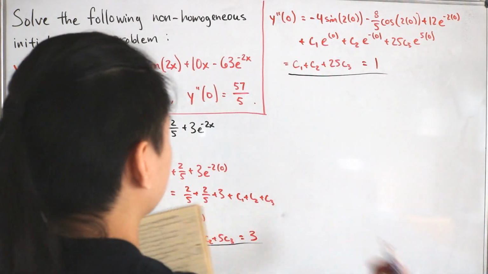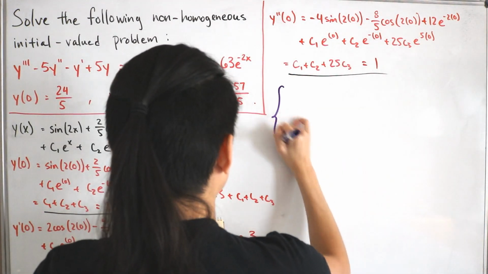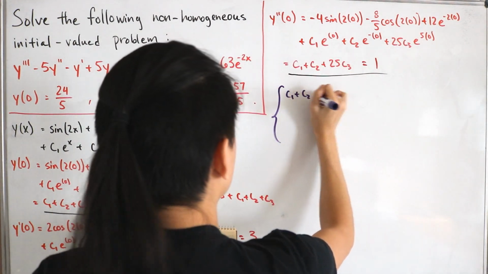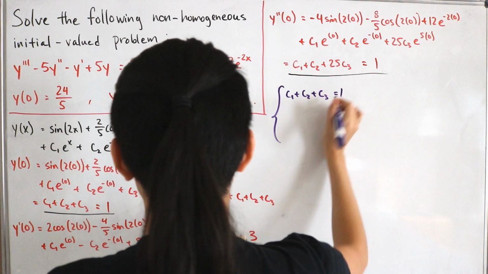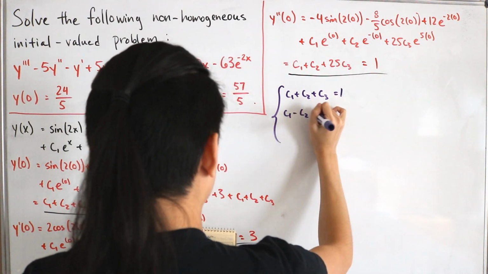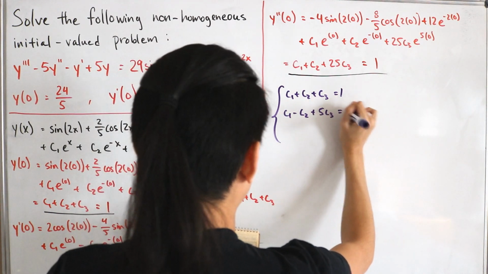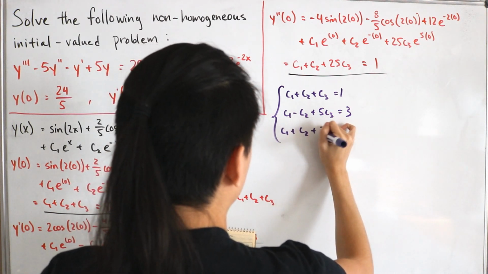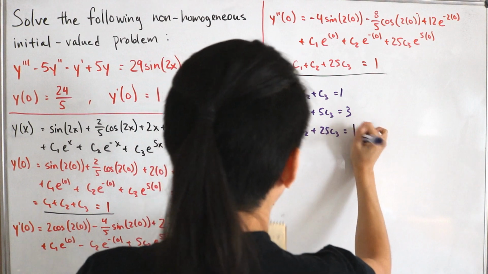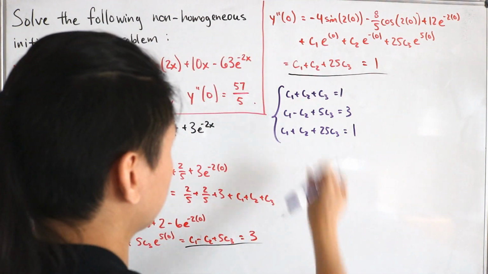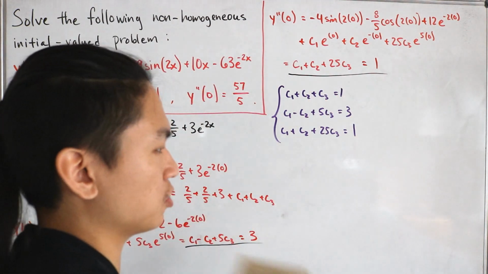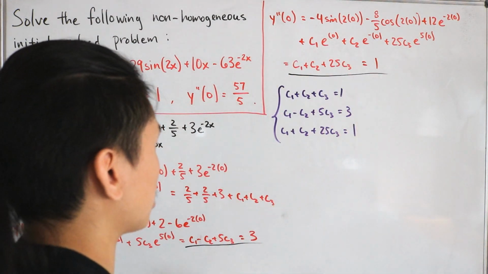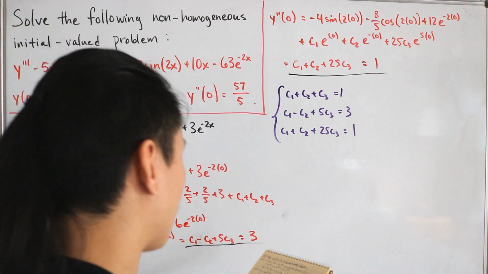So now all that's left is to put this together as a system of equations. Everything I have underlined in black: C1 plus C2 plus C3 is equal to 1. Then C1 minus C2 plus 5 times C3 is equal to 3. And then C1 plus C2, add this with 25 C3, is equal to 1. So this looks like we have 3 different combinations, and we can't exactly equate things because everything is in terms of just constants. So it makes things a little bit challenging.